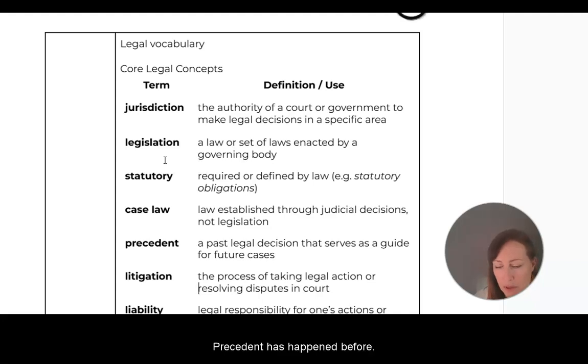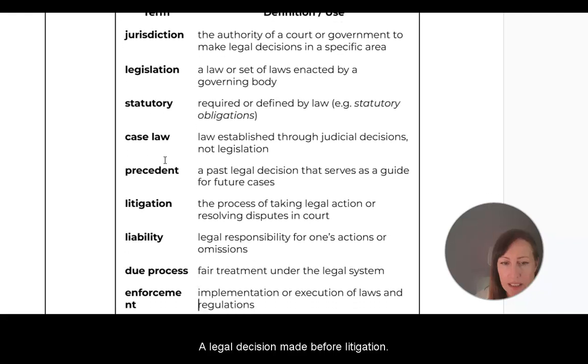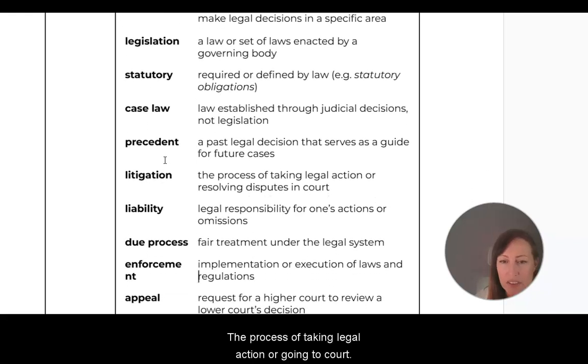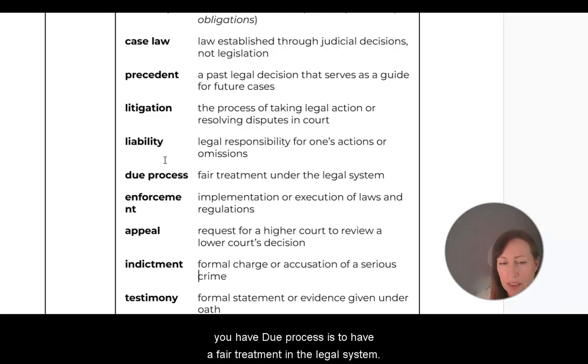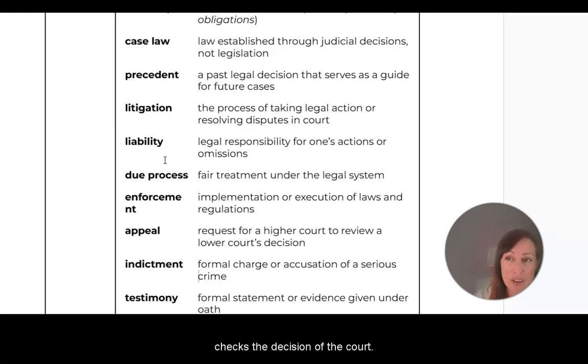Precedent: has happened before, a legal decision made before. Litigation: the process of taking legal action or going to court. Liability: the legal responsibility that you have. Due process is to have a fair treatment in the legal system. Enforcement means the implementation of the law or regulations. To appeal a decision is to request that a higher court checks the decision of the court.